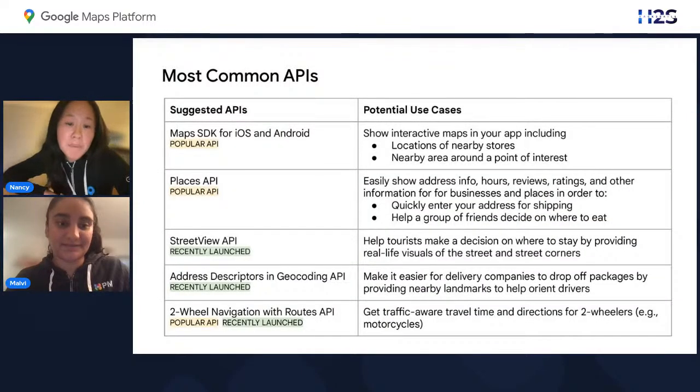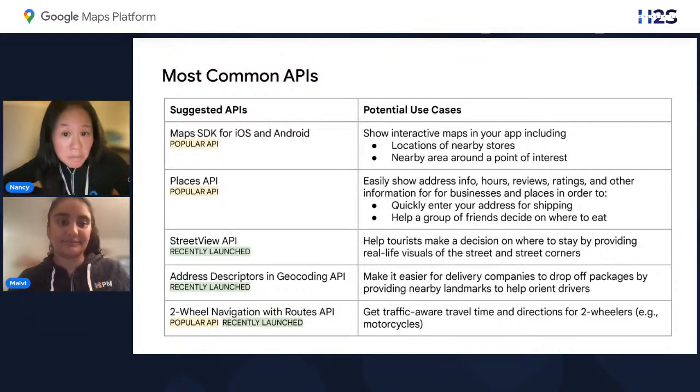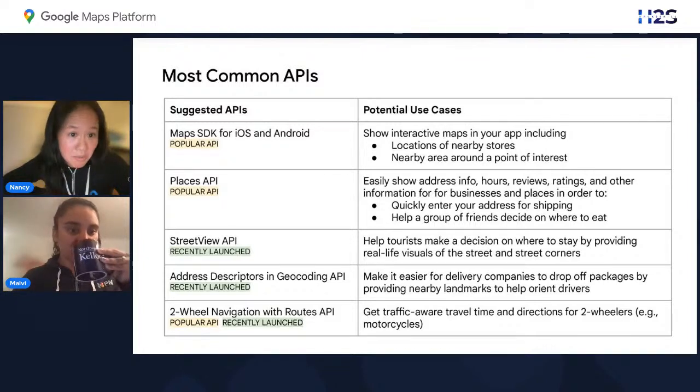And then just a couple of the common APIs. Malvi covered some of these in the examples that she shared earlier of ways people are solving different problems. But given the suite of APIs we have available, we thought it might be helpful to get a sense of what are the most common ones that are used. Our Maps SDK for iOS and Android is great for a mobile app. A lot of developers today use it to show interactive maps, such as, hey, I want to see nearby points of interest. So if I'm in a specific location, where are the places that I can go to?